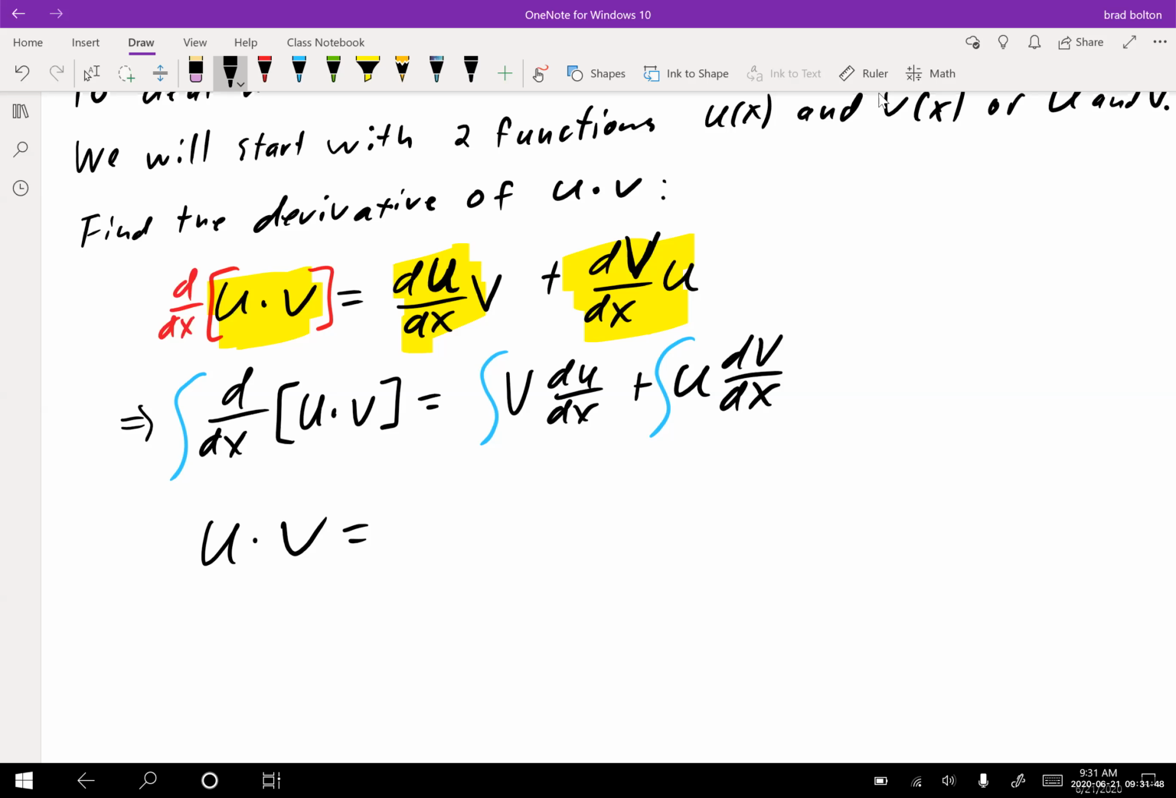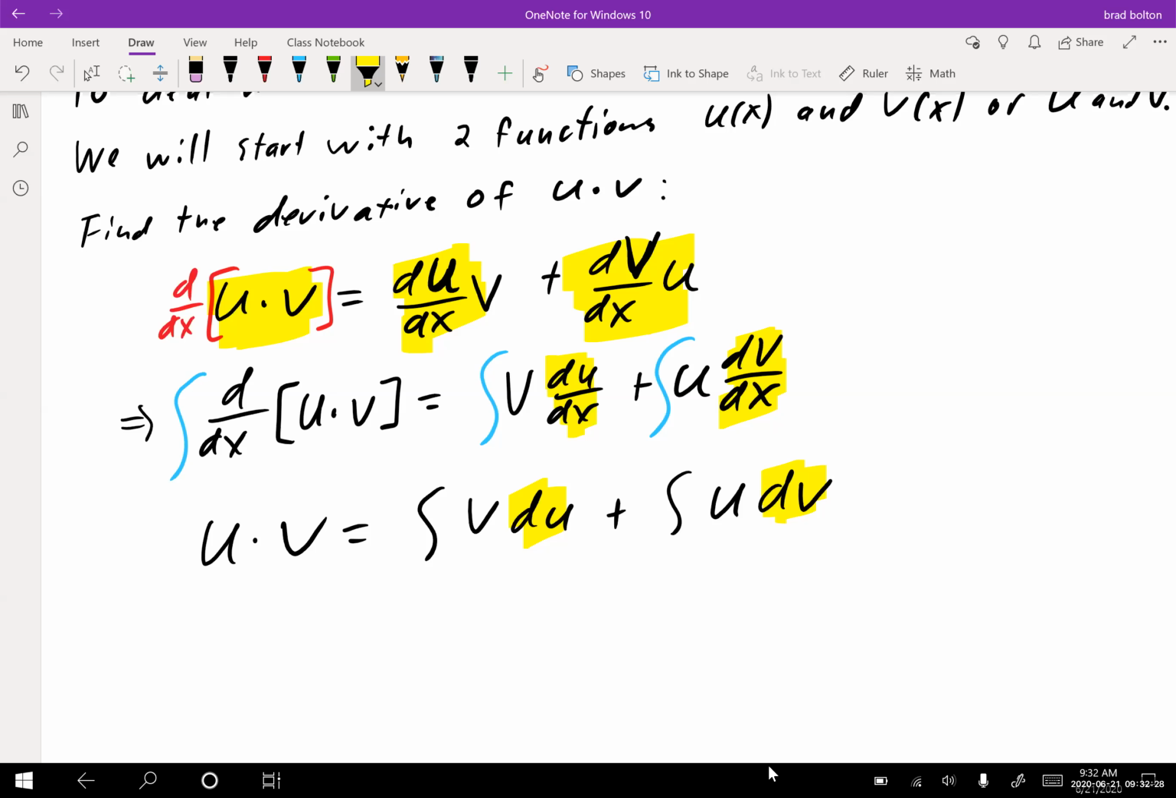But if we want, we could just write du/dx as du. So this would become the integral of v du plus the integral of u dv. Let me make sure I wrote that right. V du, I'm sorry, I wrote my lettering wrong. V du and u dv. So all I did was take this and rewrite it as du, just for simplicity, and then I took this and rewrote it as dv. Okay, so this is what I'm left with at this point.